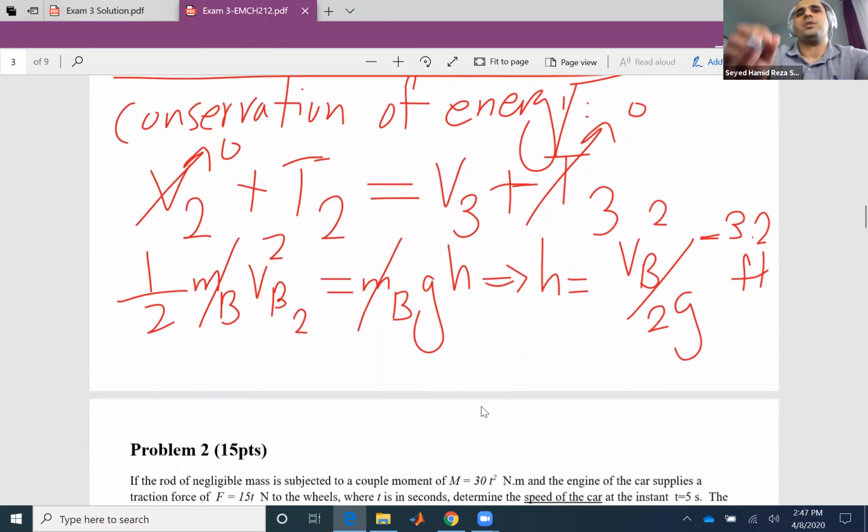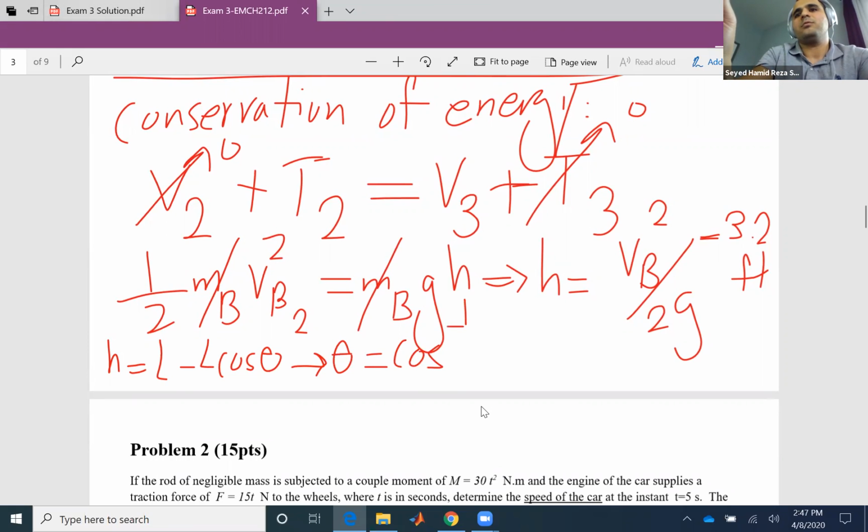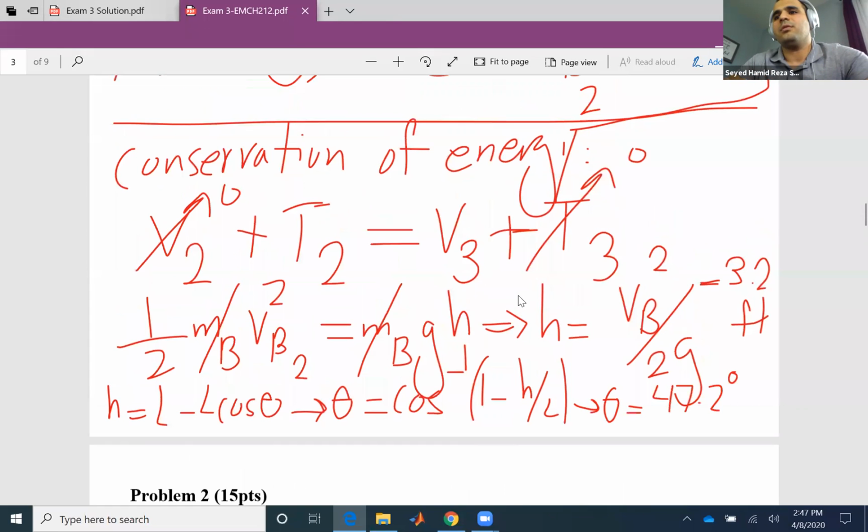Now, after finding h, we said that h is L minus L cosine theta. The problem is asking for theta rather than h. So after this, it's not really dynamics, it's just geometry. So then theta would be cosine inverse of 1 minus h over L. Theta would be 47.2 degrees. So the angle here would be 47.2.